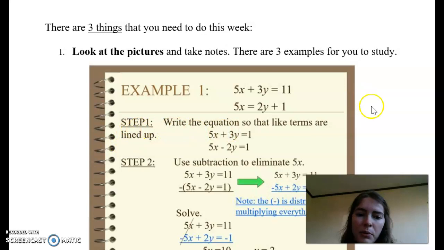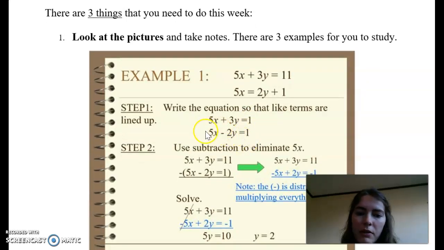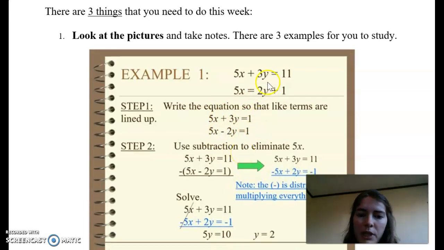And our first step is to write the equation so that the like terms are lined up. So we can only put them together if they're both x's or if they're both y's or if they're both just a number. We can put those together. Okay, so we have to line these up. So we did that. All we did from this equation up here was we moved the 2y to the left side of the equal sign and it had to become negative. Okay, but everything else, we kept it exactly the same.